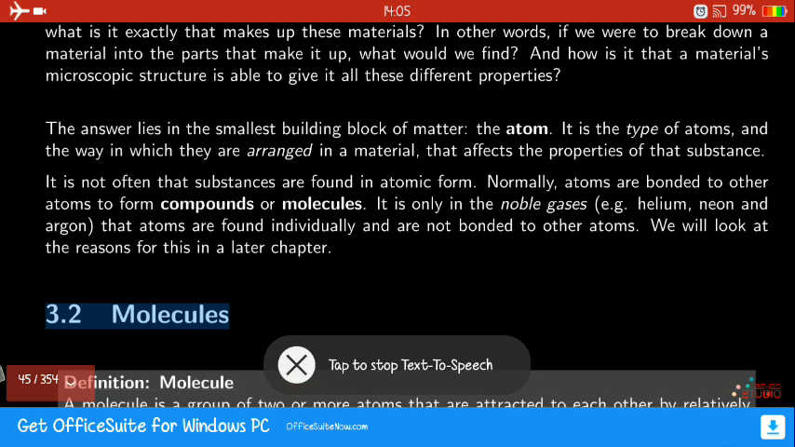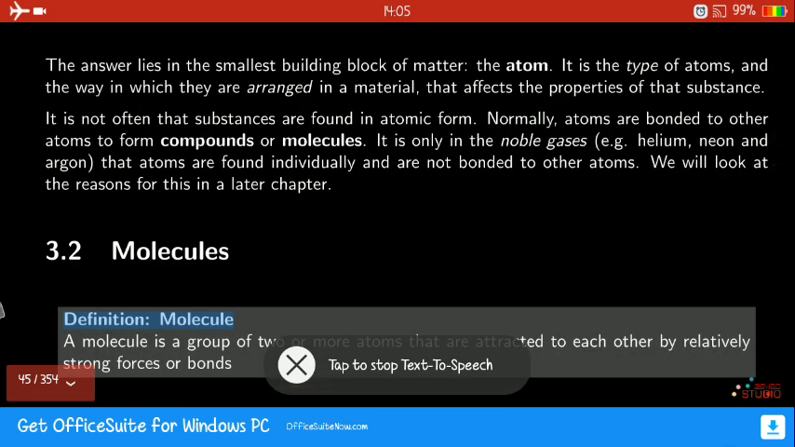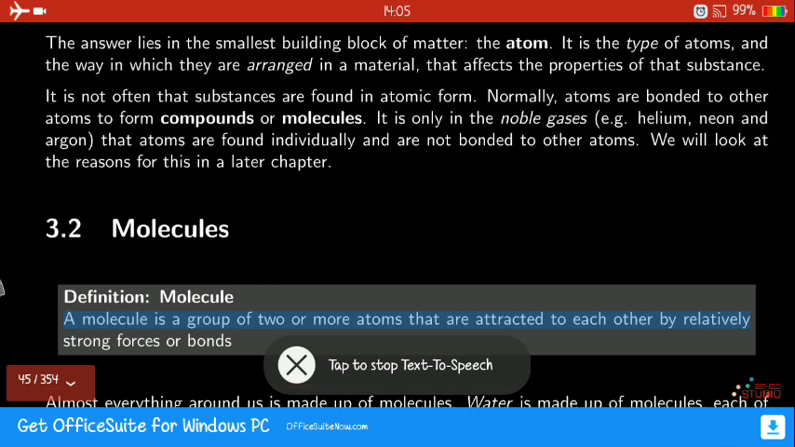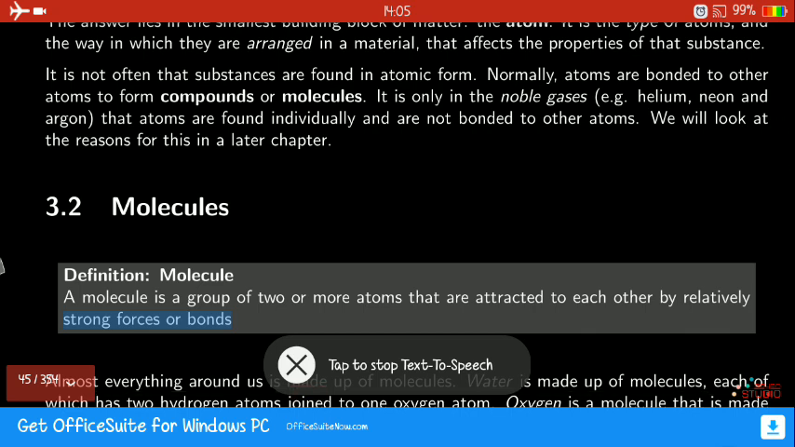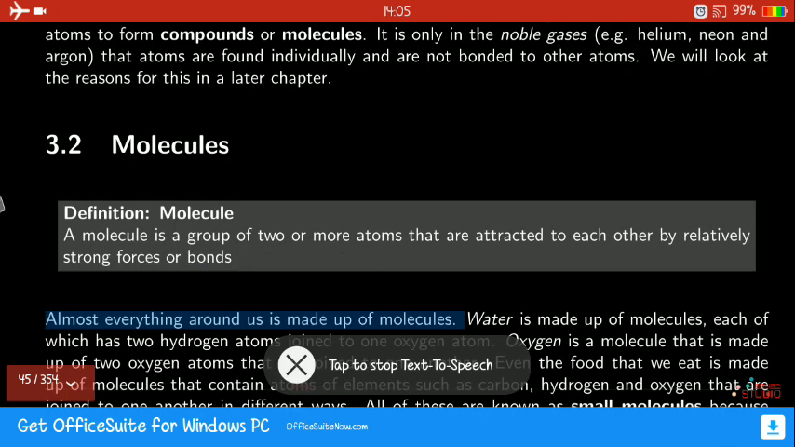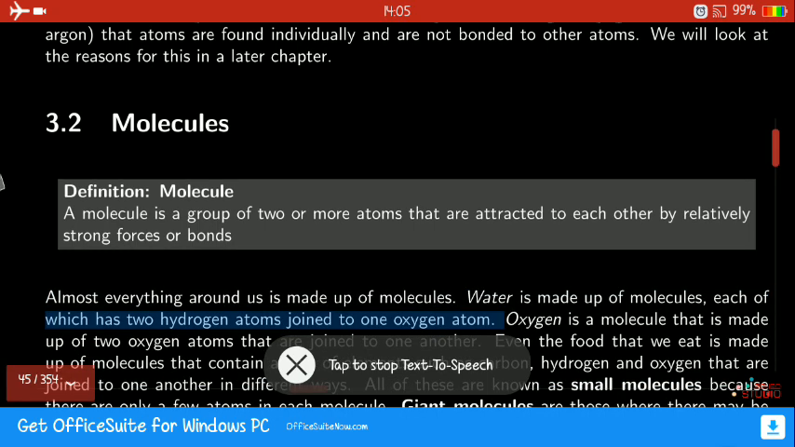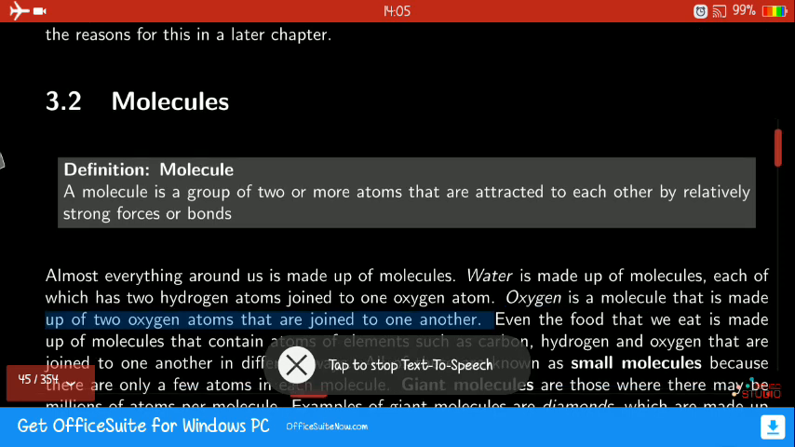3.2 Molecules. Definition: molecule. A molecule is a group of two or more atoms that are attracted to each other by relatively strong forces or bonds. Almost everything around us is made up of molecules. Water is made up of molecules, each of which has two hydrogen atoms joined to one oxygen atom. Oxygen is a molecule that is made up of two oxygen atoms that are joined to one another.